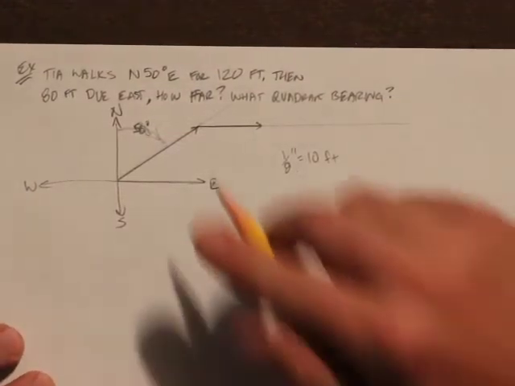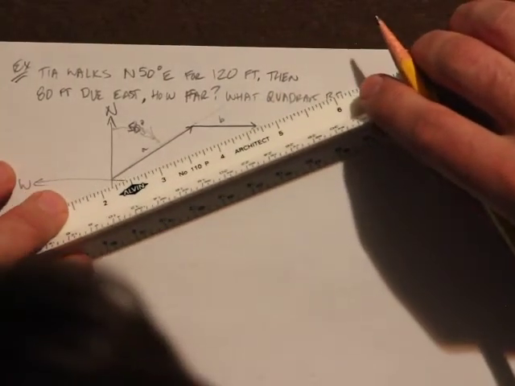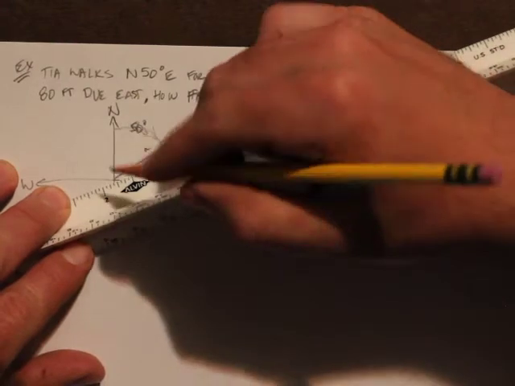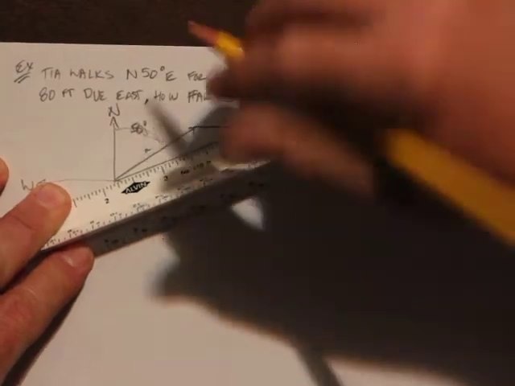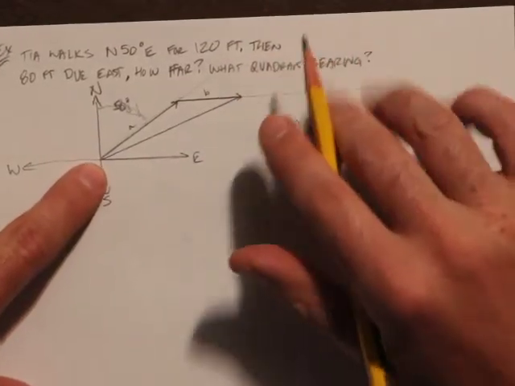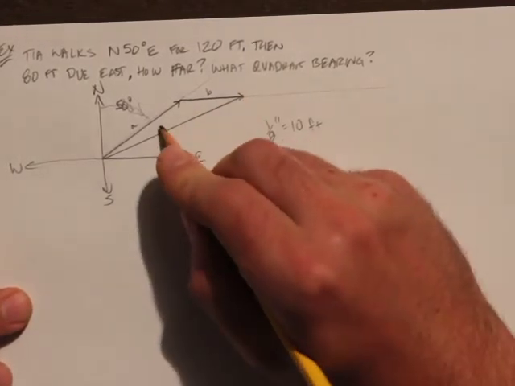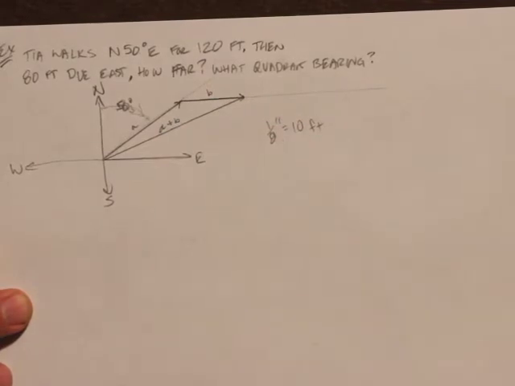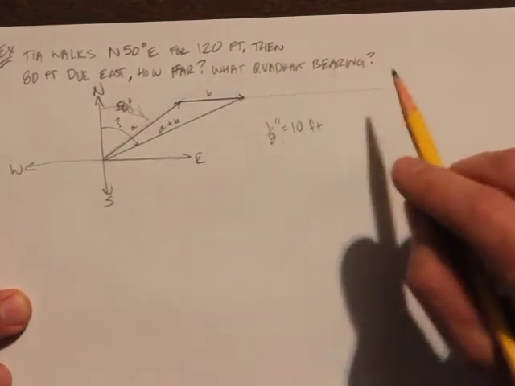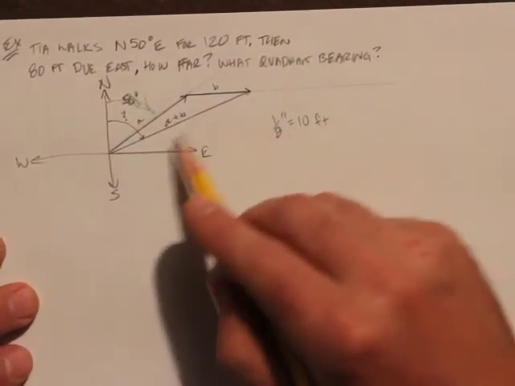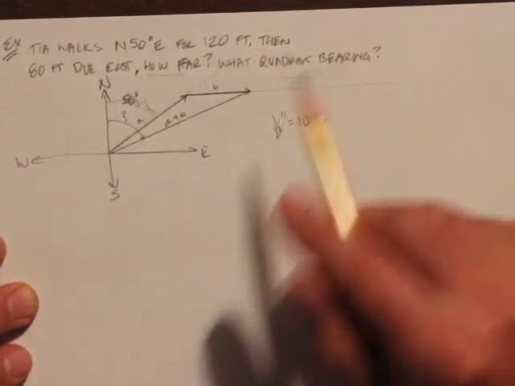Now we need to know, if this one is A and this one is B, this one, which is A plus B. We go from the starting point to the ending point, the initial side to the terminal side, or point. That's right here. So this one is A plus B. We need to know this degree measure, what bearing we have. And we need to know this distance. So we want to know how far, and we want to know what is the new bearing.